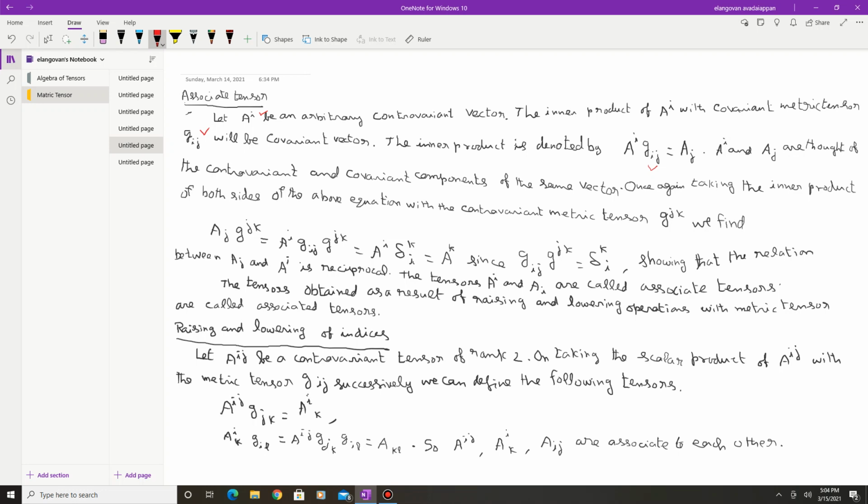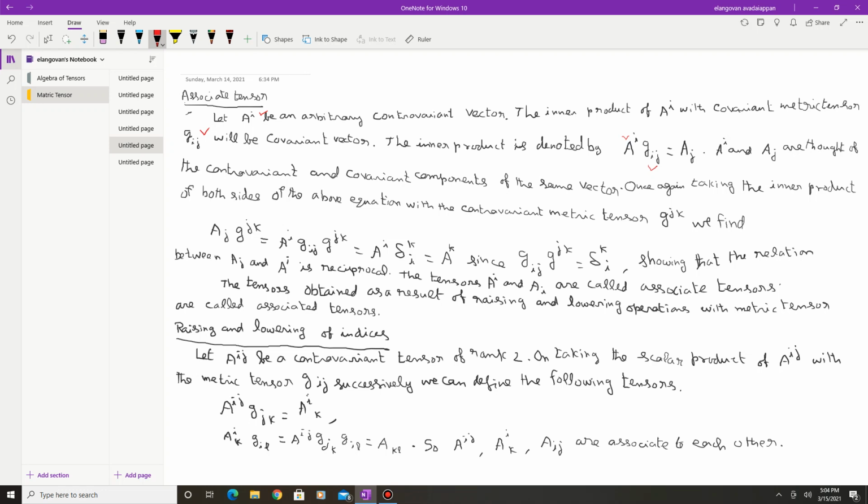If you want to lower the index, you take a contravariant vector and multiply it with the covariant metric tensor, and one index in the covariant metric tensor must be made equal to one index in the contravariant vector. Then we will get the covariant component. So the covariant component can be obtained from the contravariant component by multiplying with the covariant metric tensor.